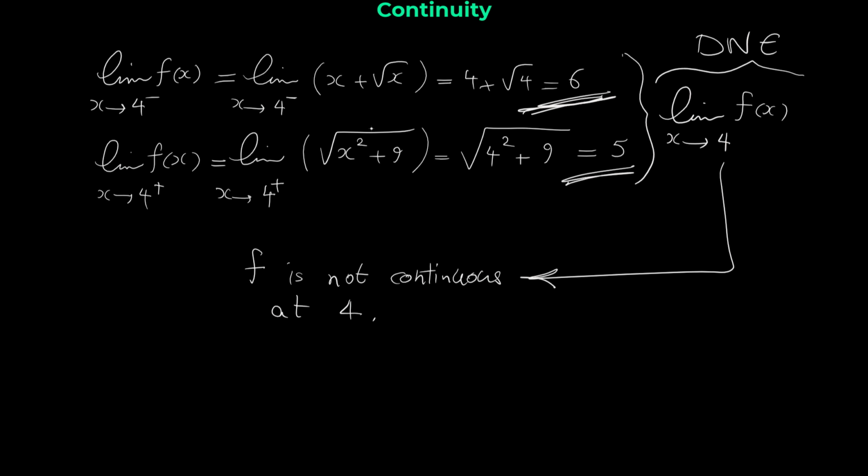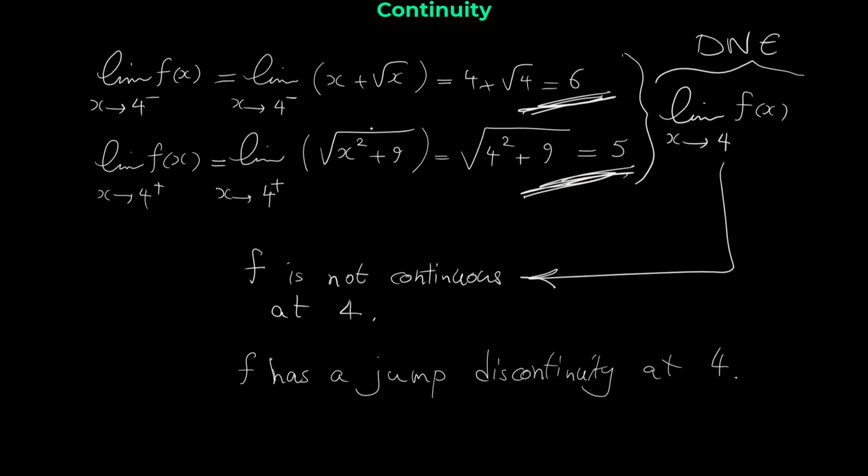Attention, both of these limits exist, but they are different. So at point 4, we have a jump, because when we approach 4 from the left, we approach 6. From the right, we approach 5. So at 4, a jump happens in the function f. And so f has a jump discontinuity at 4.